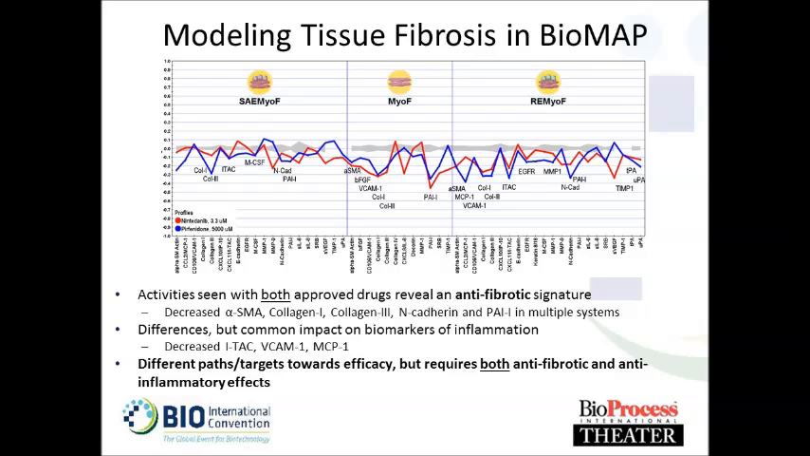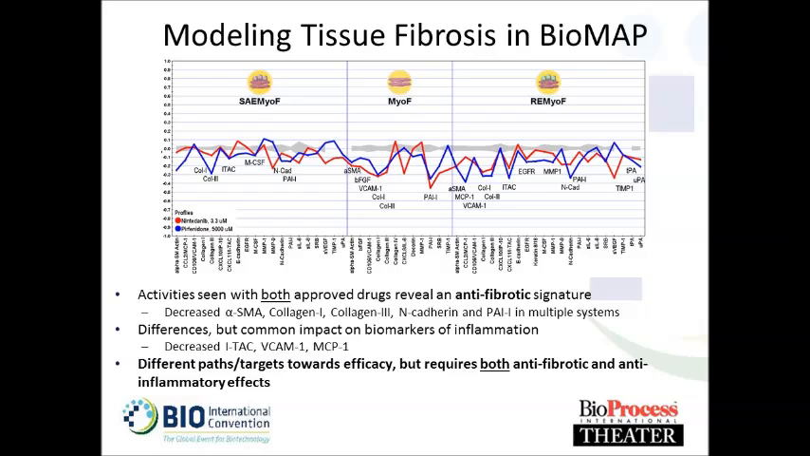anti-fibrotic signature. So these molecules impact matrix remodeling. They impact biomarkers like alpha-smooth muscle actin, the N-cadherins, and PAI-1 across multiple systems, right? Many of those are annotated here, the collagens, right? These are components of the mature matrix that the cells lay down. Inhibiting that is consistent with anti-fibrotic activity.